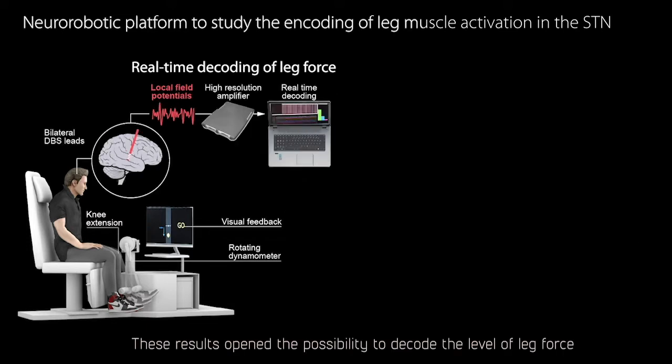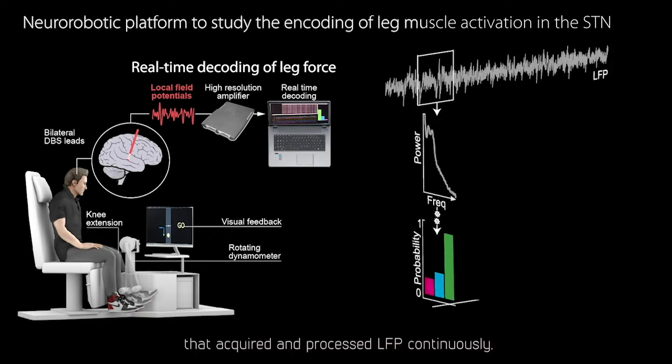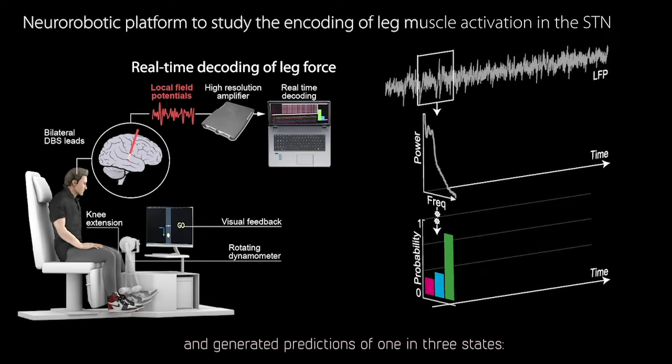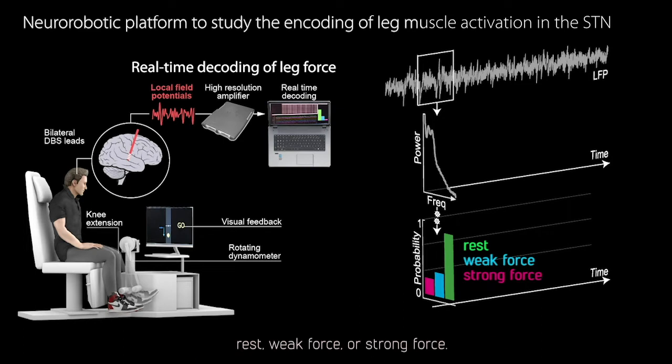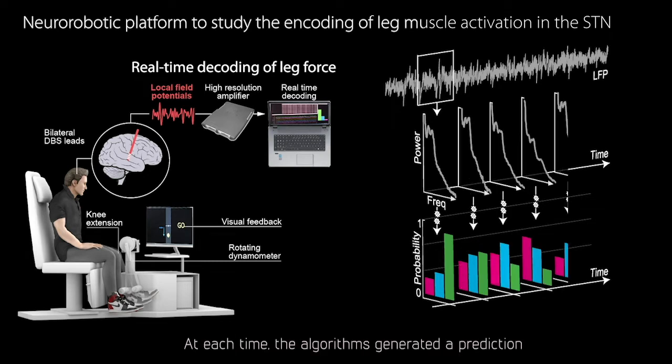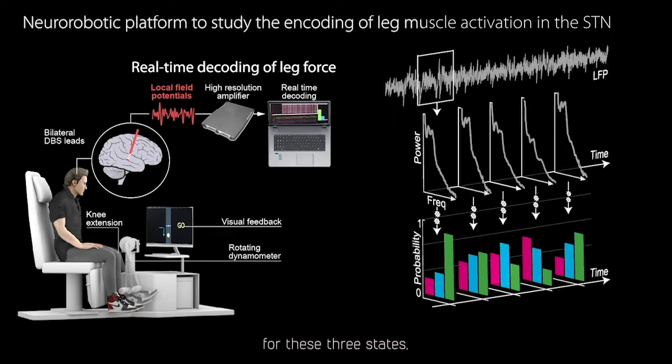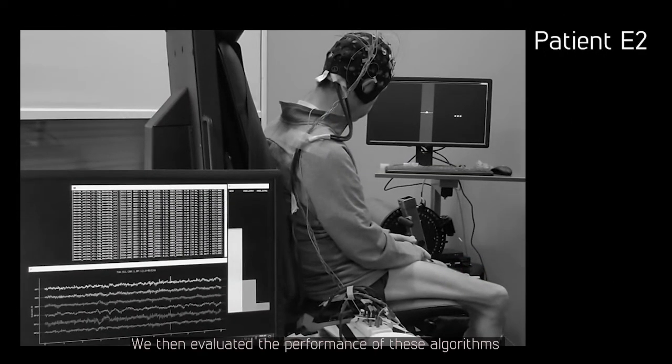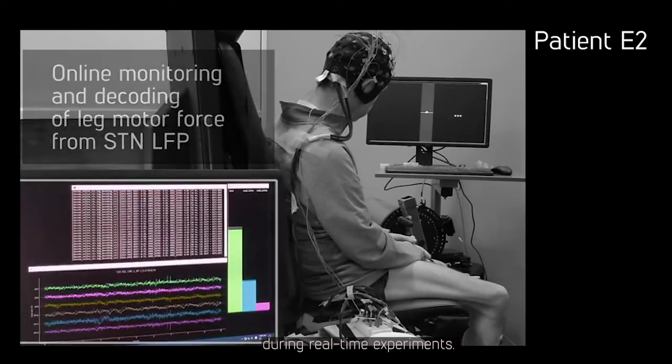These results opened the possibility to decode the level of leg force in real time from STN local field potentials. We developed classification algorithms that acquired and processed LFP continuously and generated predictions of 1 in 3 states: rest, weak force, or strong force. At each time, the algorithms generated a prediction for these 3 states based on the entire power spectrum of bilateral LFP. We then evaluated the performance of these algorithms during real-time experiments.